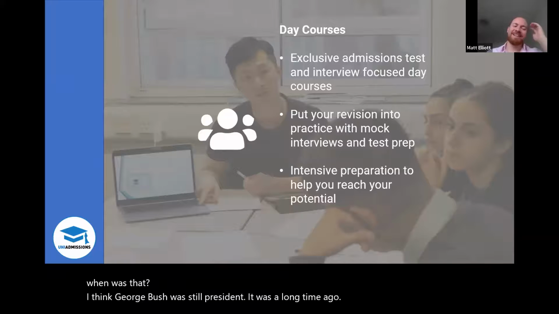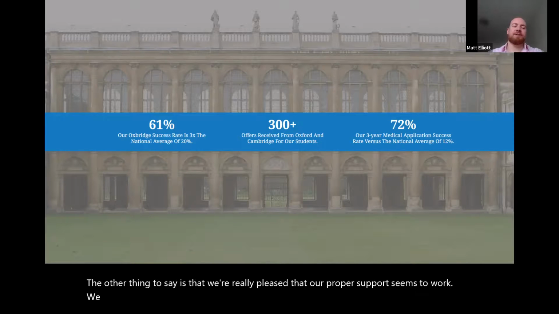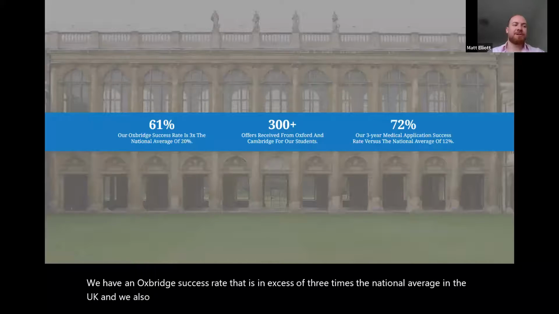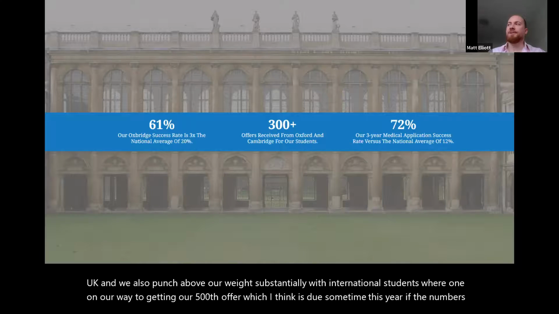The other thing to say is that we're really pleased that our program of support seems to work. We have an Oxbridge success rate that is in excess of 3 times the national average in the UK, and we also punch above our weight substantially with international students. We're well on our way to getting our 500th offer, which I think is due sometime this year if the numbers check out, which is something we're really excited about.